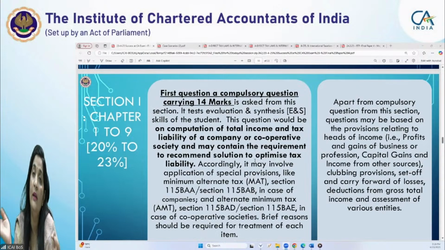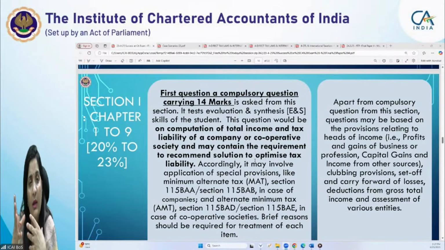It means you have to integrate the provisions together, and then you have to apply the judicial rulings also, to decide a particular transaction or a particular adjustment. In that way that question would be there. It may test you on the provisions of 115 BA, BAB may be tested. So please learn those provisions. 115 BA and BAB are very, very important provisions.